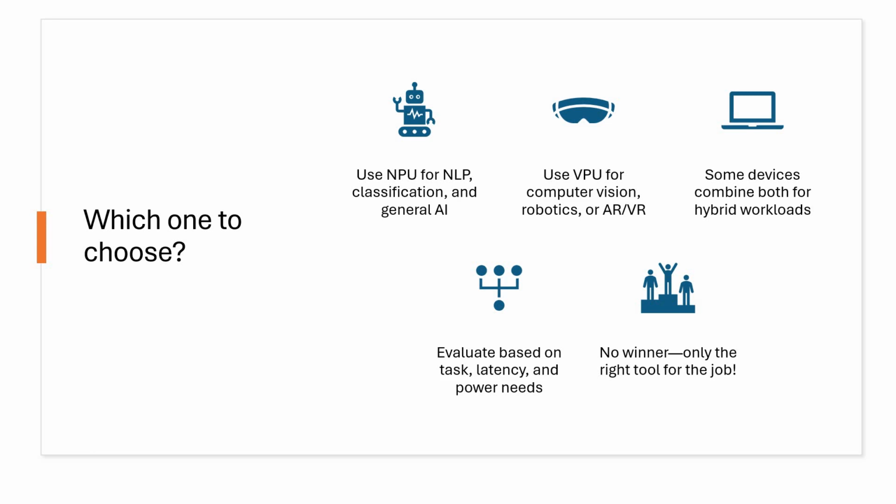Alright, which one to choose? There is no ultimate winner here. It's about the job. Choose NPUs if your AI task is text or sound related. Choose VPUs for visual inputs. Some edge devices now combine both for hybrid AI workloads. Your decision should be completely based on the type of data you process, your latency needs, and your energy budget. In AI hardware, picking the right tool wins the right performance.